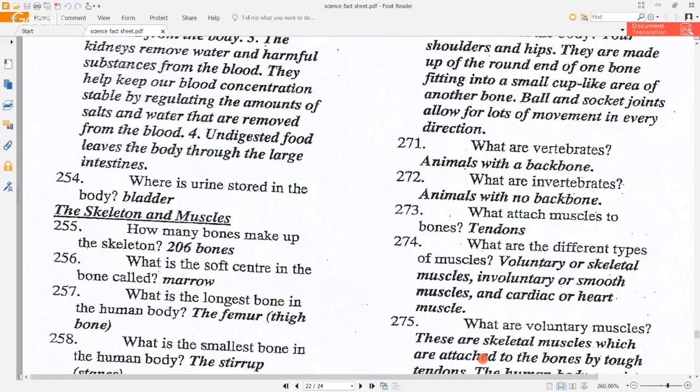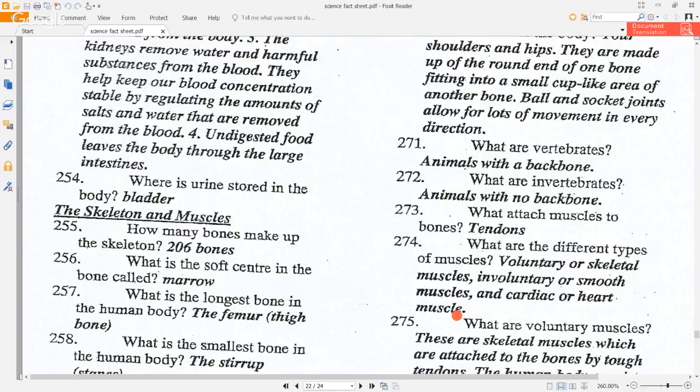273. What attaches muscles to bones? Tendons attach muscles to bones. Number 274. What are the different types of muscles? We have voluntary or skeletal muscles, involuntary or smooth muscles, and cardiac or heart muscles. So let's go through these.